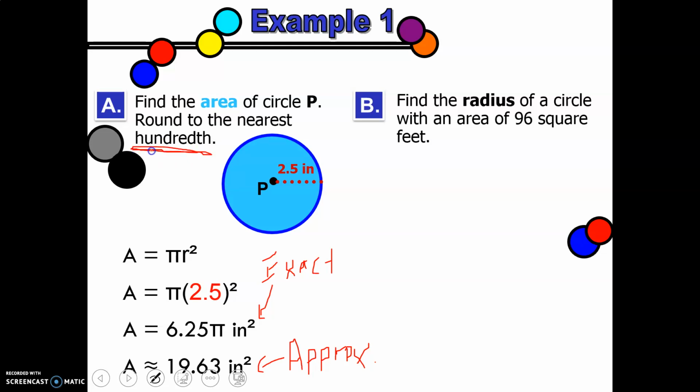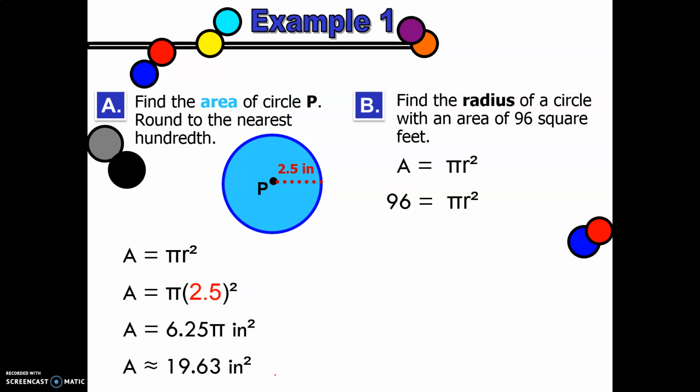Although here it does say round to the nearest hundredths place. So we are technically looking for the 19.63 as our answer. But I want you to be familiar with both the exact answer, which leaves pi, and the approximate answer, which multiplies by pi. All right, for 1b, we're going to go ahead and write out the formula for the area of a circle. Notice you are given the area. So I am going to go ahead and plug that in. So 96 is equal to pi r squared.